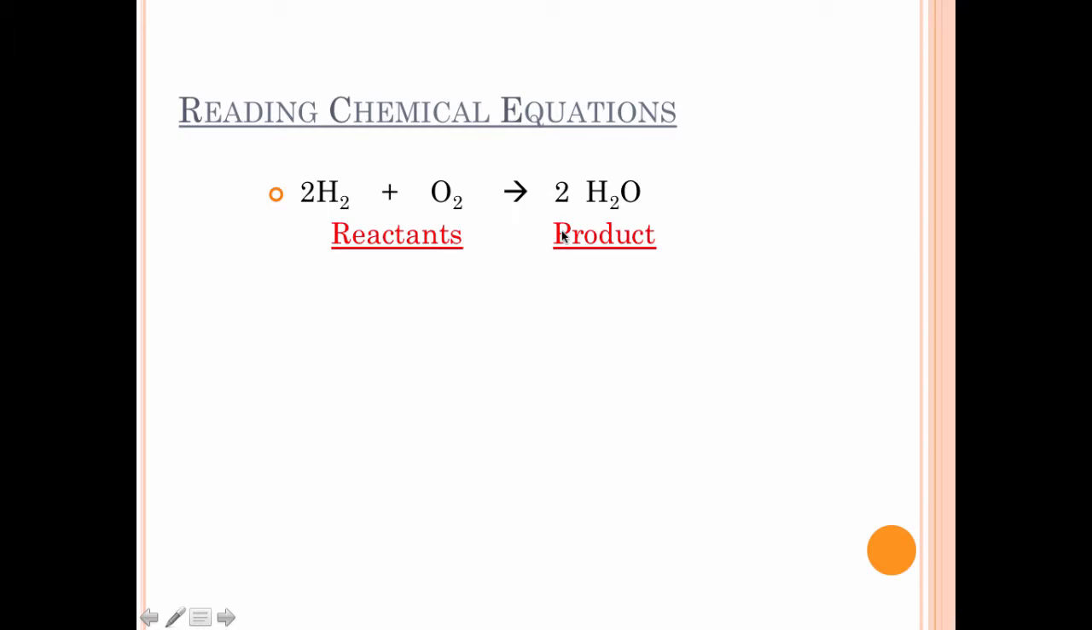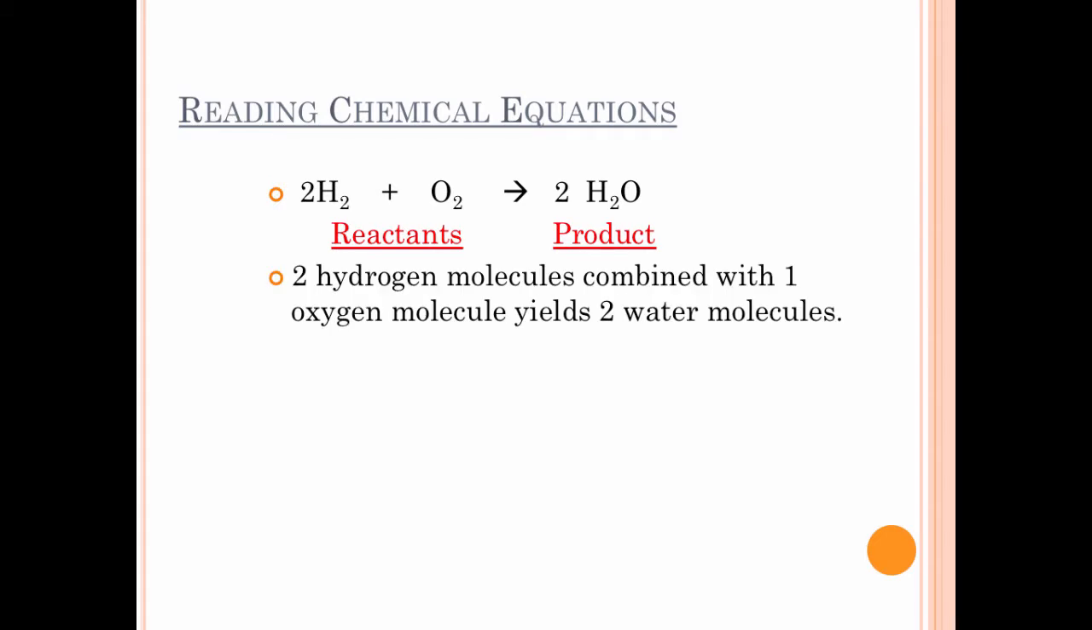Now, it's called the product because, like it sounds, this is what you make. So when you take hydrogen and combine it to oxygen, you make H2O, which is water. So water is formed by a chemical equation of hydrogen and oxygen. Reactants always make our products. Reactants on the left, products on the right. So two hydrogen molecules combine with one oxygen molecule to yield two water molecules.